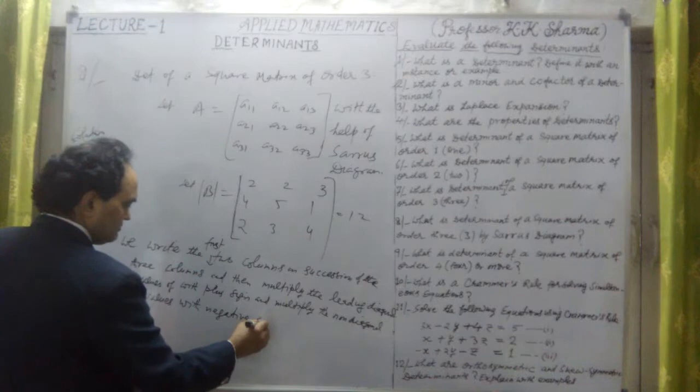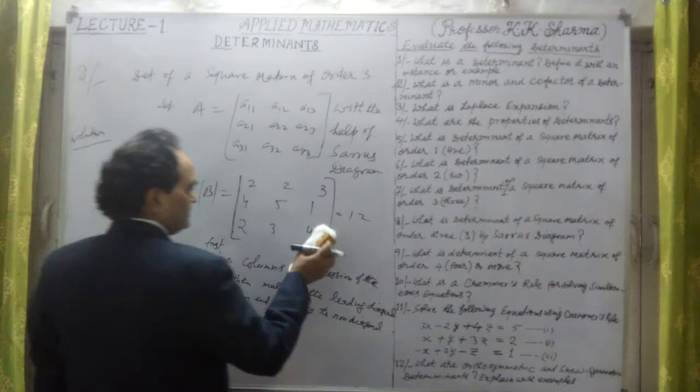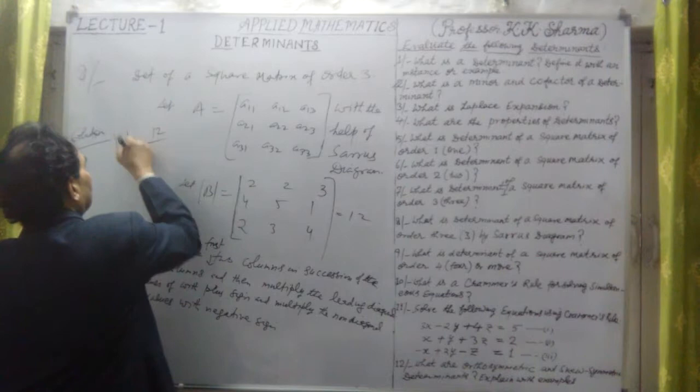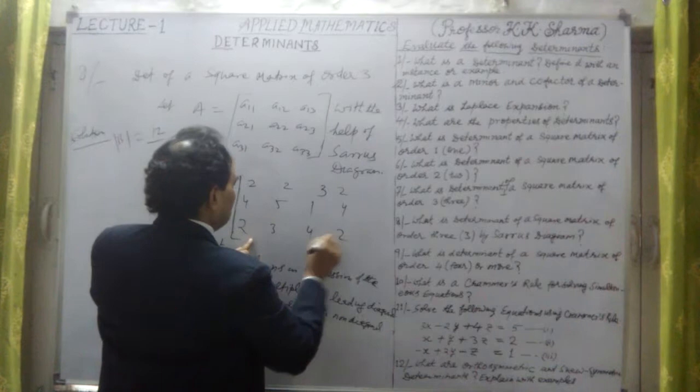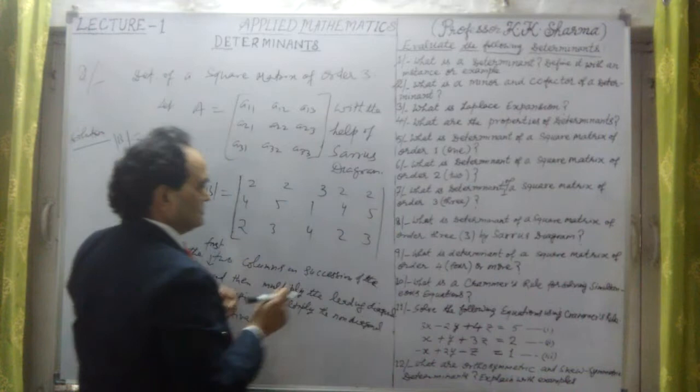What do you mean by this? Now let me take this numerical value. Here it is, the answer is 12. This is the determinant value. Now if I write here the first two columns, these two: 2, 4, 2, again 2, 5, and 3. These are written down.